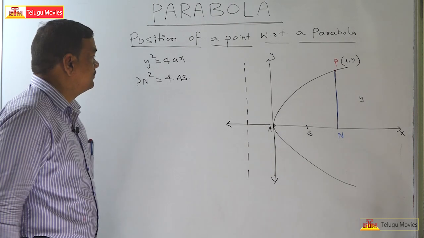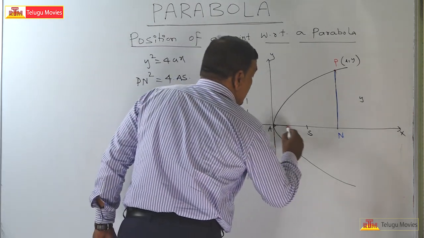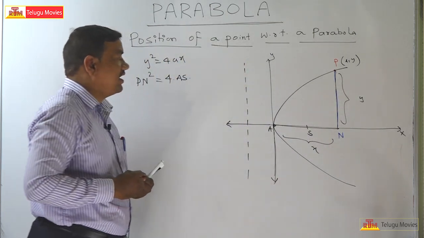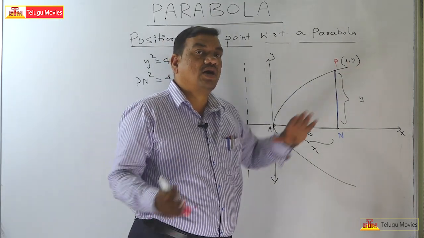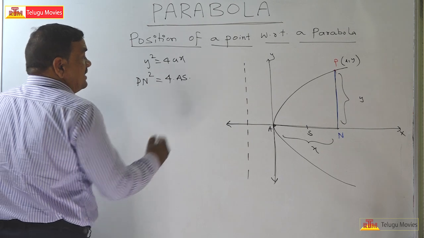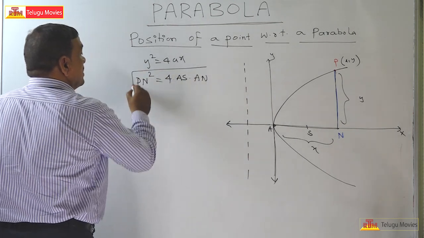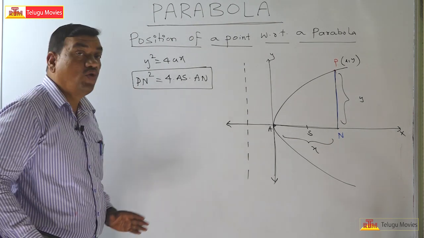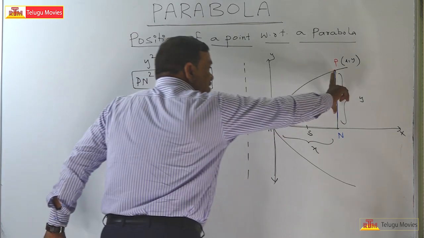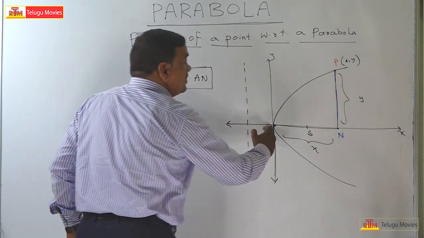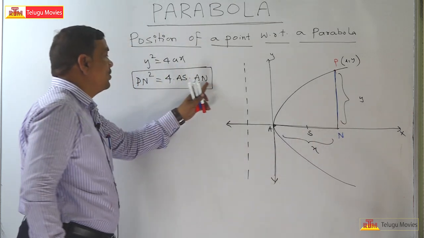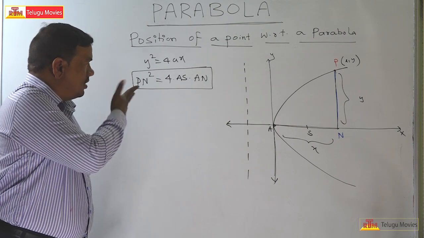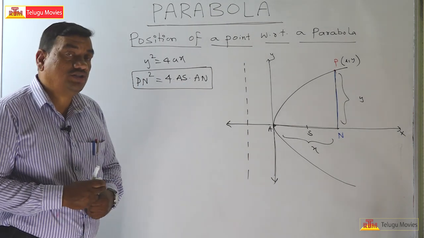What is x? This length is nothing but x, this length is nothing but y. That's why we keep this point P(x, y). So x means AN. So this is the geometrical interpretation of PN square is equal to 4 into AS into AN. That is PN square is equal to 4 times AS into AN. So that is the geometrical interpretation of the equation y square is equal to 4ax.